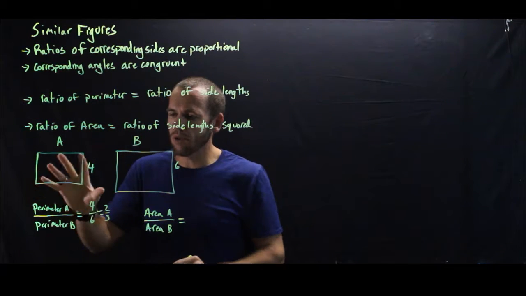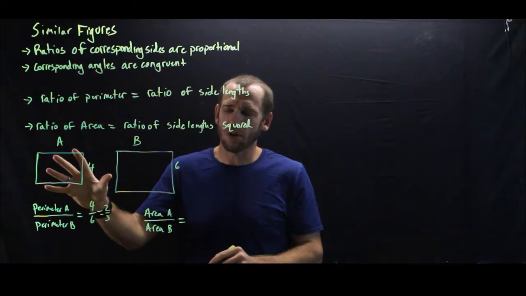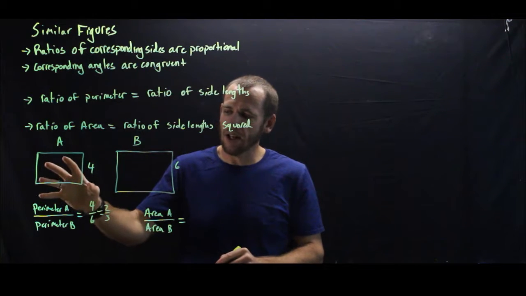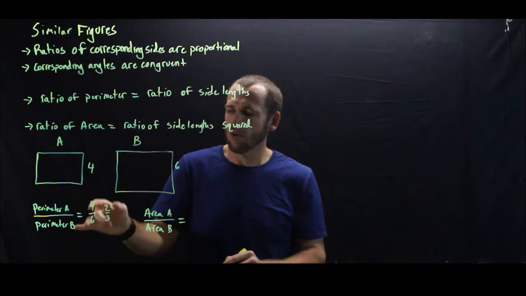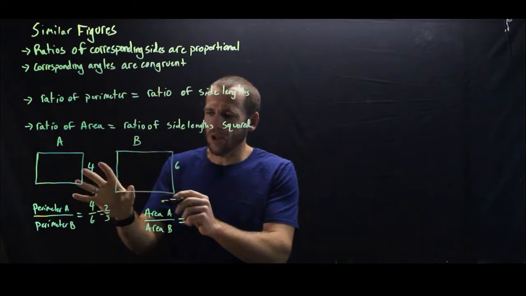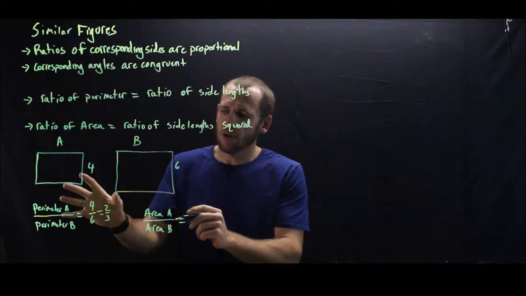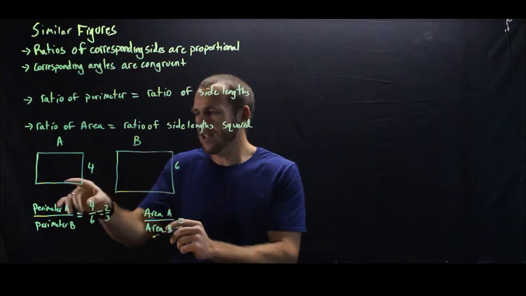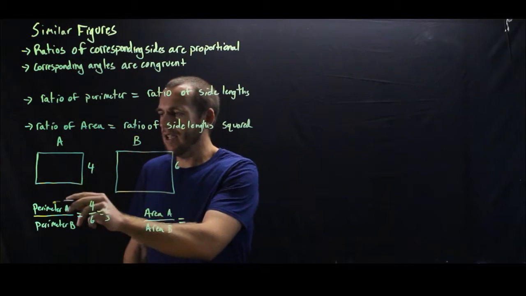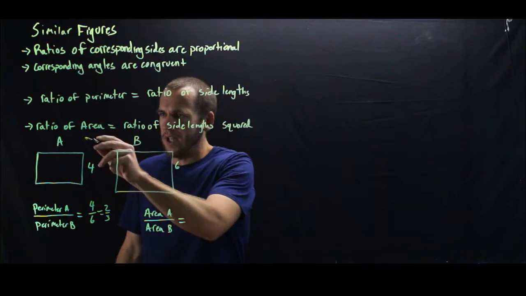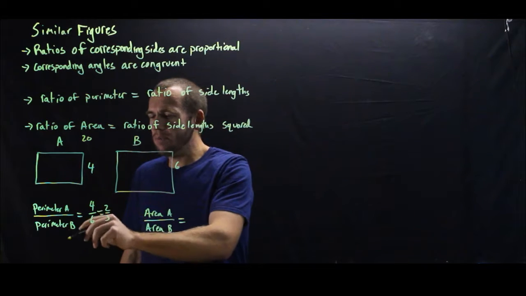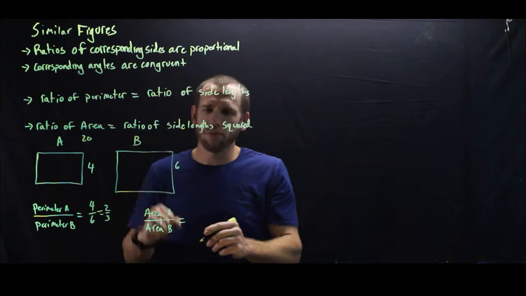So I don't know what the perimeter is, but I do know if I found the perimeter, its ratio of the perimeter of A to the perimeter of B would be 2:3 or 4:6. We can use the side length ratio to figure out the perimeter. So let's say that the perimeter of rectangle A was 20. If its perimeter is 20, then I want the perimeter of B.